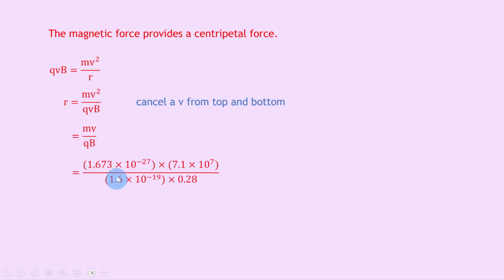Substituting in the numbers gives 1.673 times 10 to the minus 27 times 7.1 times 10 to the 7 divided by 1.6 times 10 to the minus 19 times 0.28, and if you put that into your calculator you should get an answer of 2.65 meters.